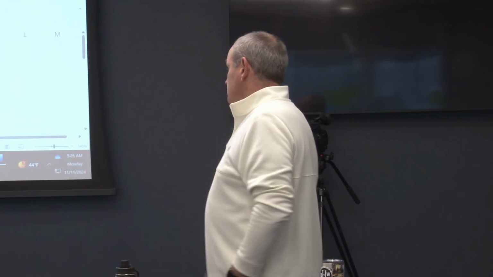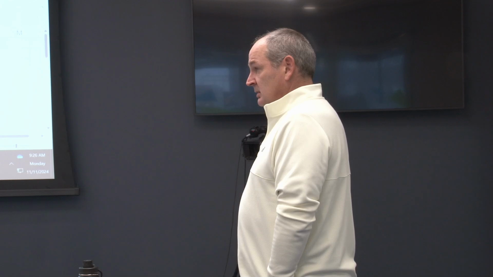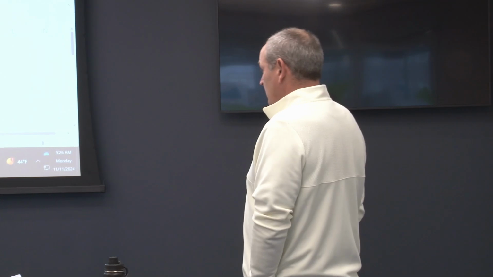So the exceptions, though, and I'm sure this is in the slide somewhere, are interest received for services and debt allocation. In a partnership, you're going to see that debt in excess generally is not a problem in the same way it is for a corporation, unless there's a disproportionate transfer of the debt to another partner via formation, and we'll talk about that, I hope.